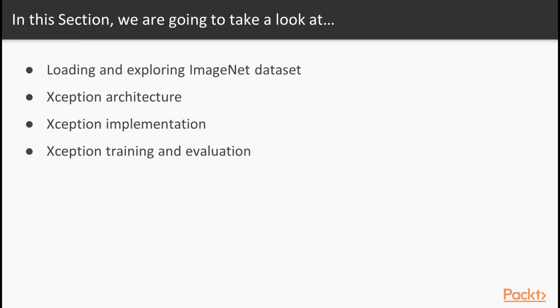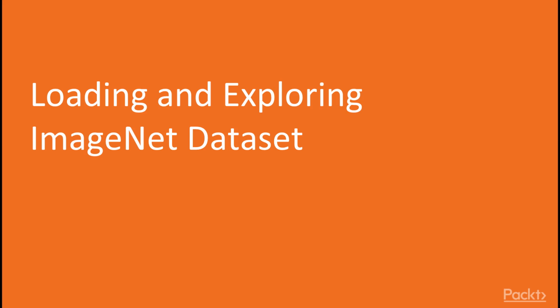In the first lesson, we're going to load and explore the ImageNet dataset, which is an image classification dataset for object detection. In the second lesson, we're going to learn about the Xception architecture and how it uses depthwise separable convolutions. In the third lesson, we're going to implement the Xception model using the TensorFlow Keras API. And finally, in the fourth lesson, we're going to train and evaluate our Xception model on our ImageNet dataset and evaluate the results.